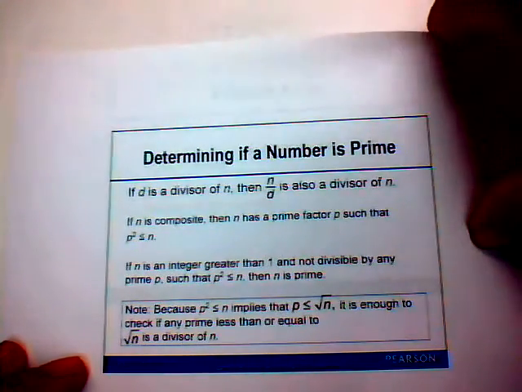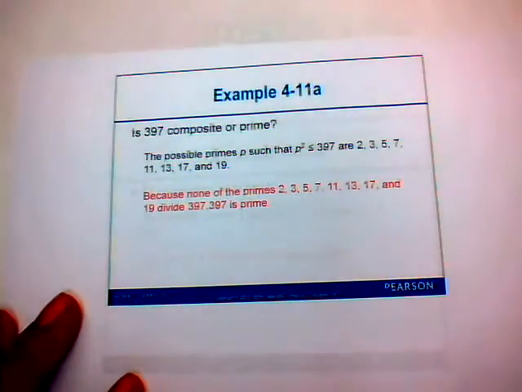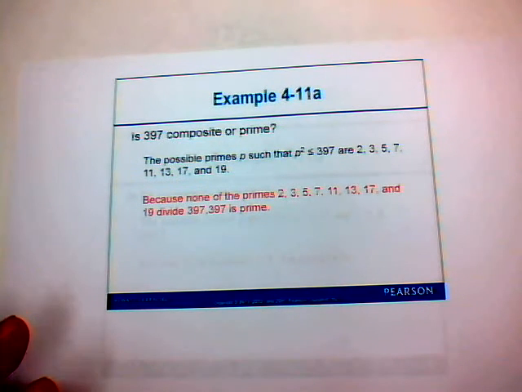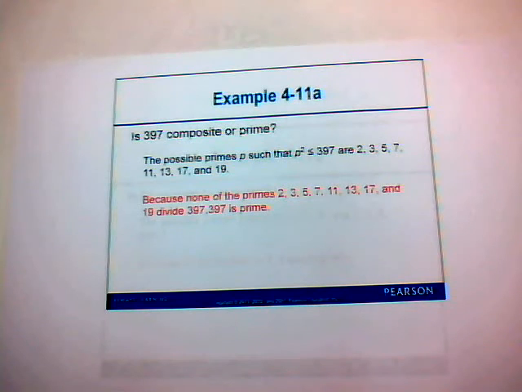And let's look at this example. Is the number 397 composite or prime? Okay, here are the possible primes for P such that P squared is less than or equal to 397: 2, 3, 5, 7, 11, 13, 17, and 19. Now, how do they get that?